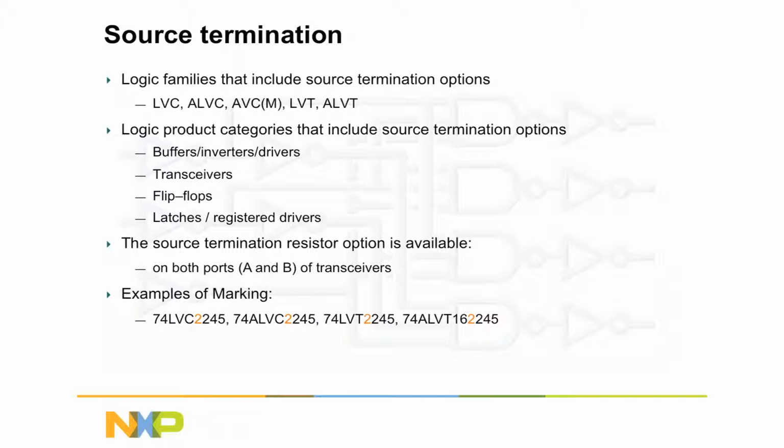When source termination is included as an option within a family, a 2 is added after the family name in 8-bit devices. In 16-bit devices, such as the 74LVC16244, the 2 is added after the 16. 74LVC16244 is changed to 74LVC162244 to indicate that the source termination feature is included.